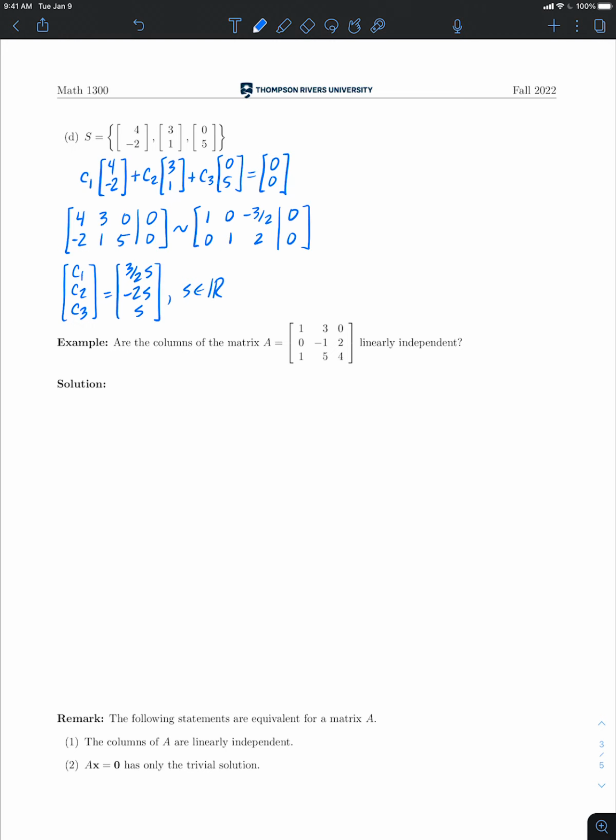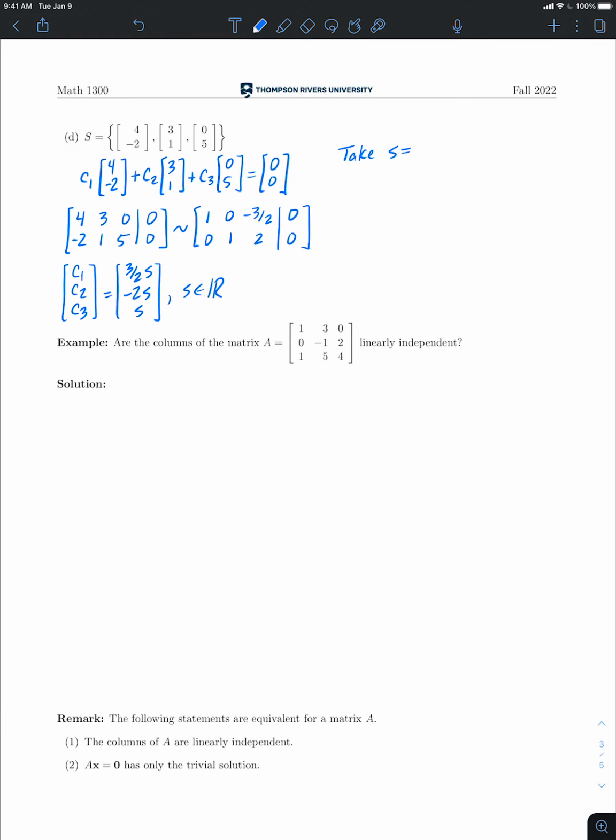What do we know? That means the set is not linearly independent. Because if we have a parameter, that means we're going to have a non-trivial solution to this linear system, which means there are some non-zero values of C1, C2, and C3 that make this vector equation be satisfied, which means the vectors are not linearly independent. Let's write down a specific case. So let's take S equal to 2, because that'll kill all the fractions in this vector.